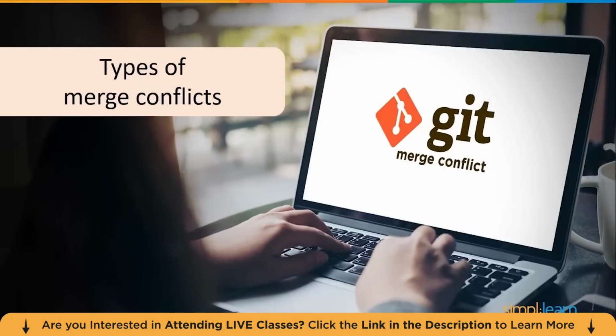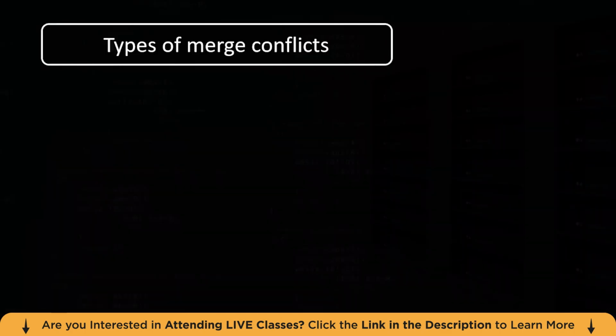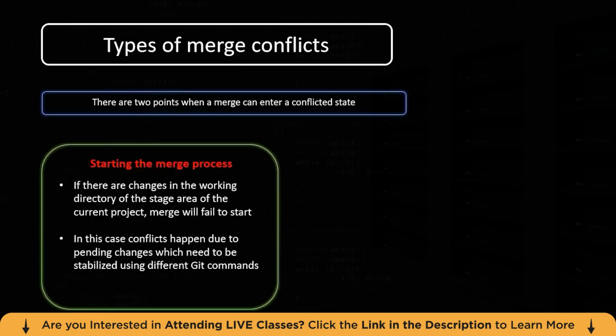Now what are the different kinds of merge conflicts which we normally face? The main types of merge conflict: first of all, there are two points where a merge can come into a conflicted state. The very first one is when starting the merge process.